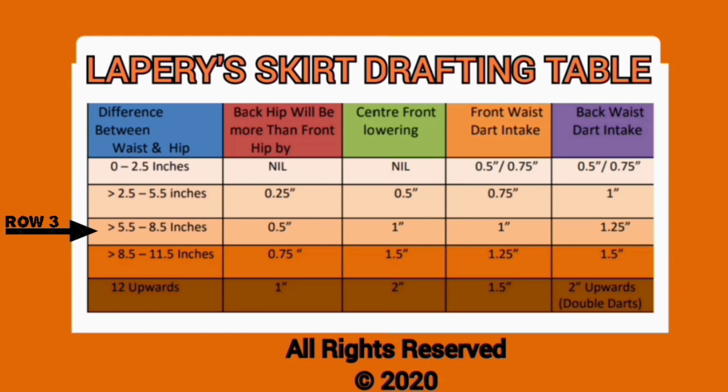Now for the center front lowering, you have 1, so you'll be lowering your center front by 1 inch. Let's say we are working with skirt length 24. At the center front now, you'll have 23, while the center back will remain 24. Then the front waist dart intake will be 1 inch, while the back waist dart intake will be 1.25, which makes the back wider than the front.